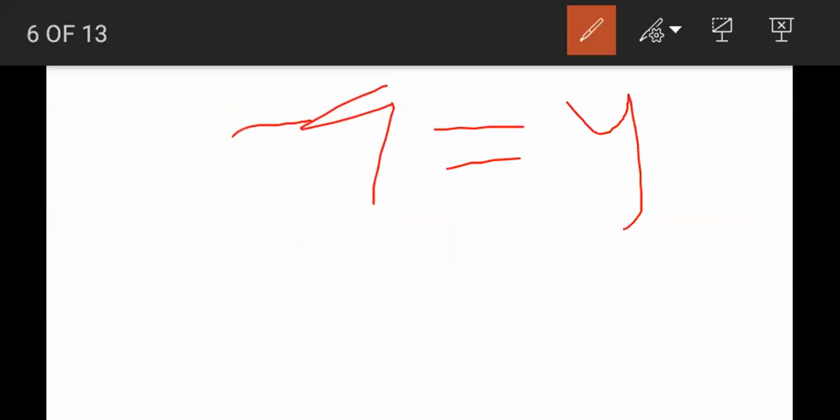8 minus 17: you have 8 naira, it's positive. You owe somebody 17 naira, you pay your debt, you are still left with 9 naira that you are owing. So you now have minus 9 equals y. It means you can write y equals minus 9. This is the first one.